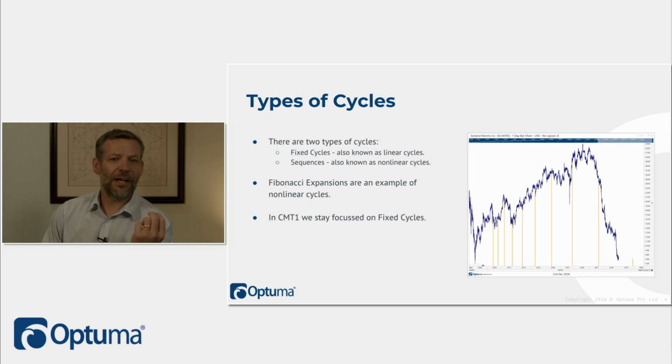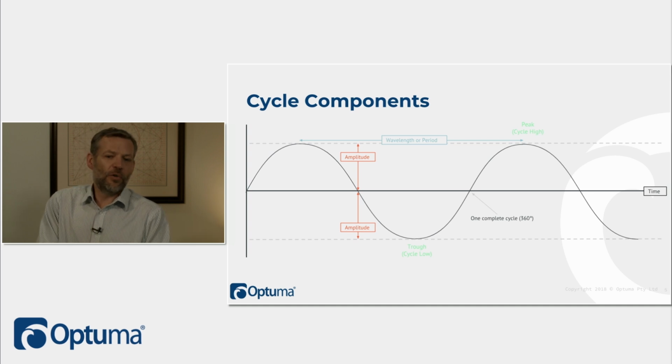For the most part in CMT1, we're just staying focused on fixed cycles, although we will touch back on some non-linear examples in another session. So the cycle components, there's three things that you have to know about cycles. You're going to have to know the amplitude. So the amplitude is the height of the cycle.